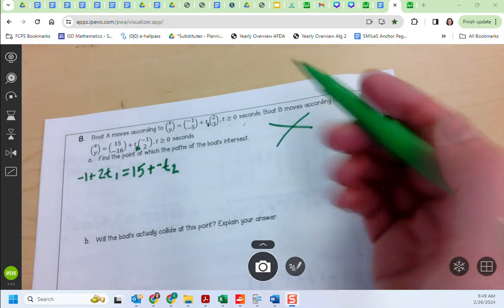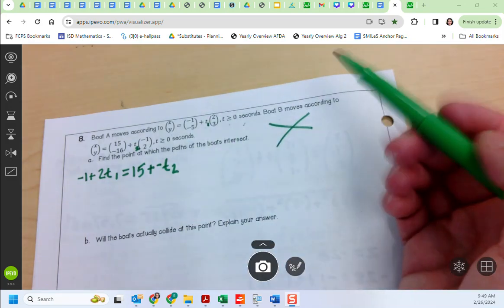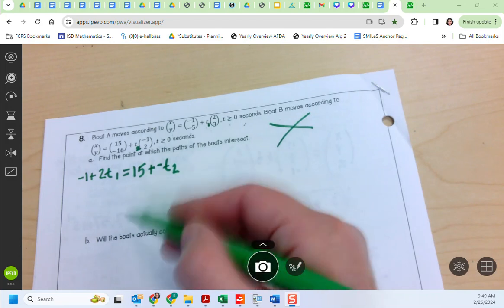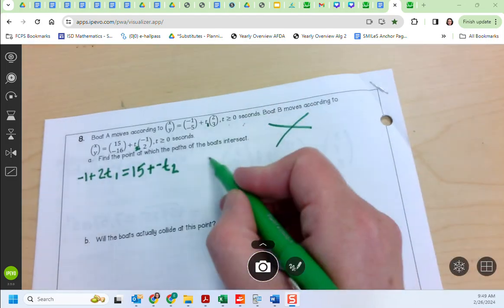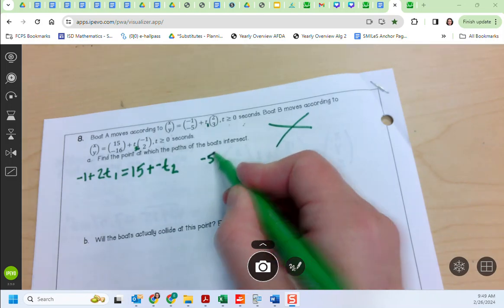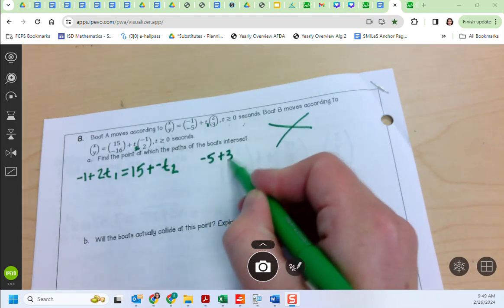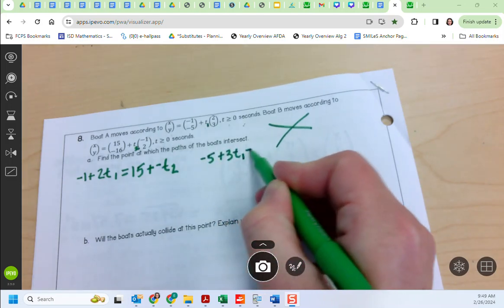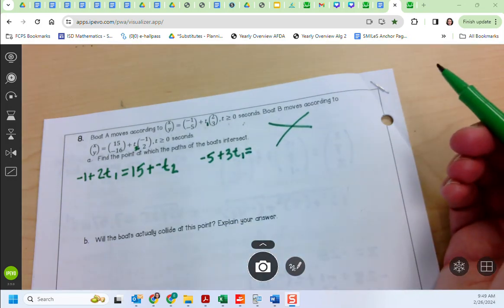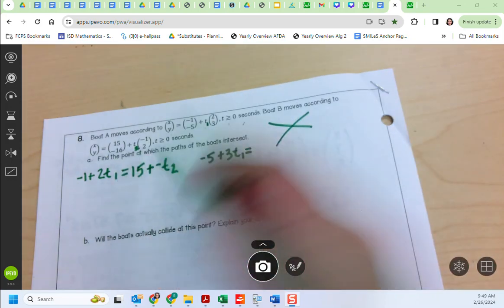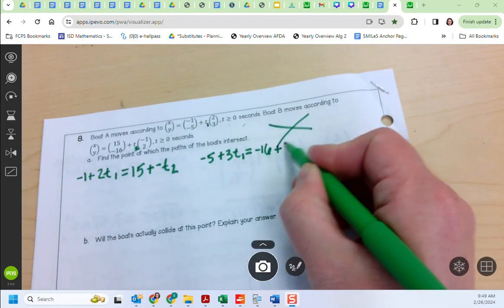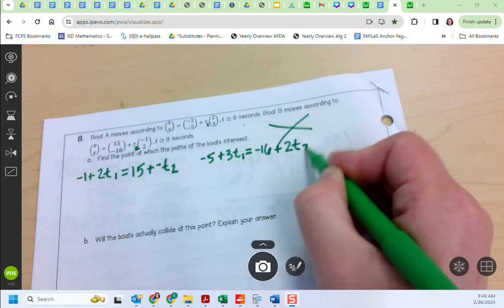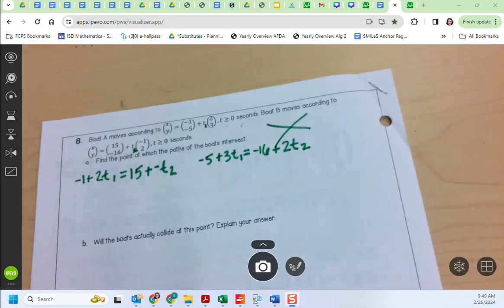And then for the y coordinates, we're going to do the same thing. I'm going to do it over here because I might want to simplify this a little bit. So for the y coordinates, I have negative 5 plus 3 t sub 1 equals negative 16 plus 2t sub 2. All right, so just take a moment, make sure you know where those two equations came from.